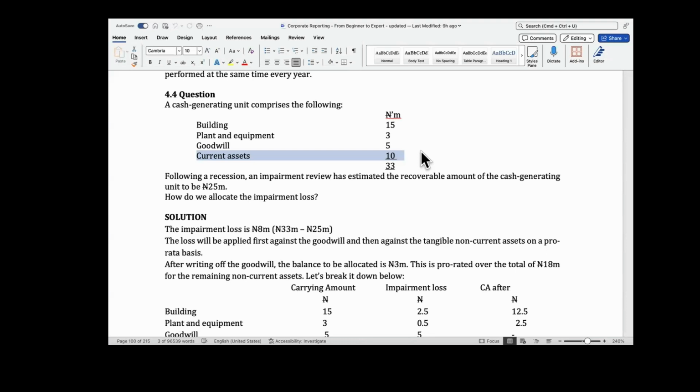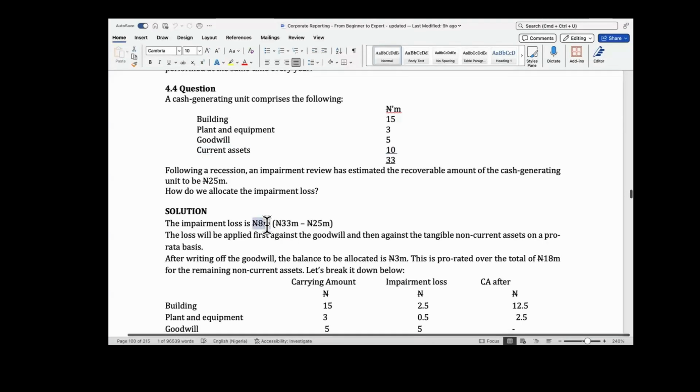Except the examiner specifically tells you that the current asset has been impaired. That's the only situation where you're going to consider current assets. But in this question, we ignore current assets. So how do we allocate this 8 million? So I will use this table.